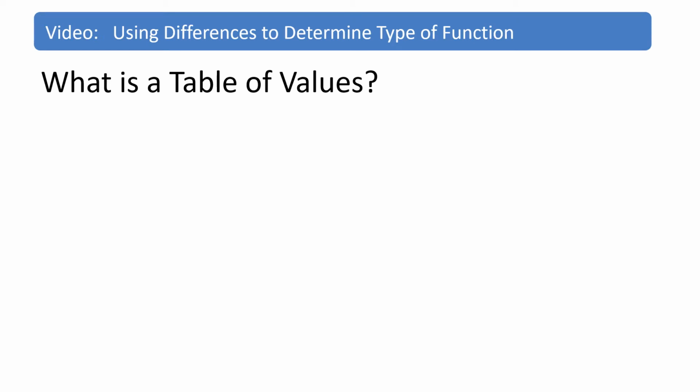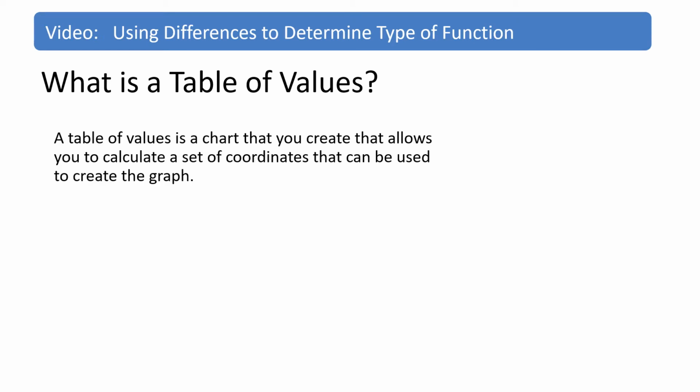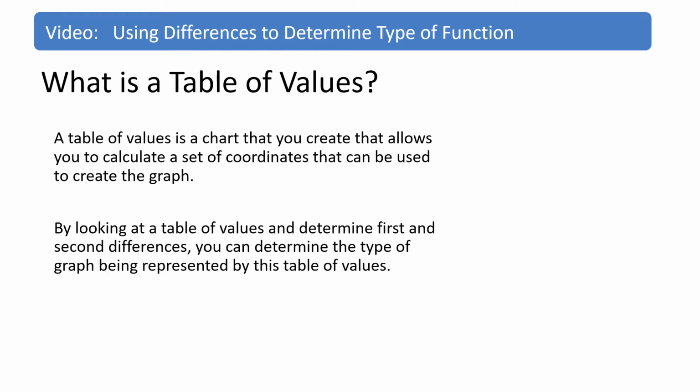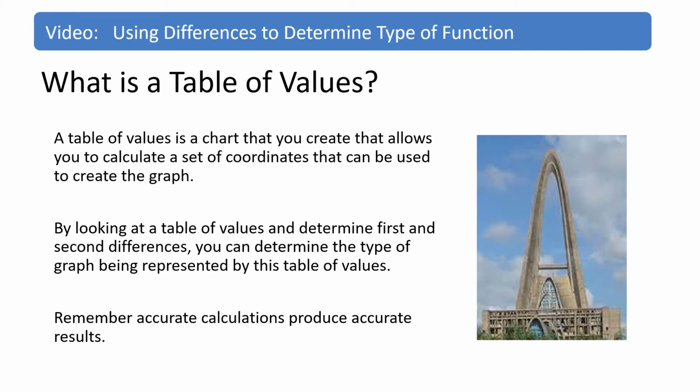What is a table of values? A table of values is a chart or a table that you create that allows you to calculate a set of coordinates that can be used to create the graph. By looking at a table of values and determining some differences, first and second difference, for example, you can determine the type of graph being represented by the table of values.